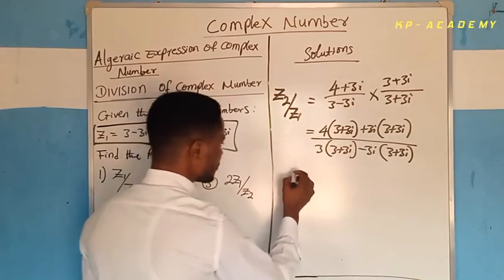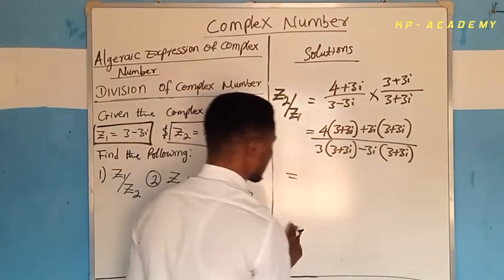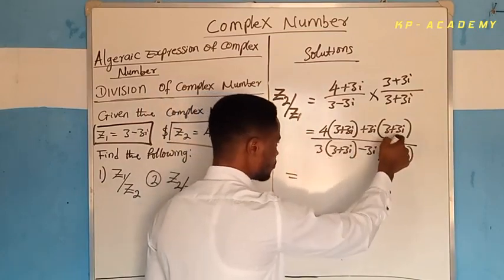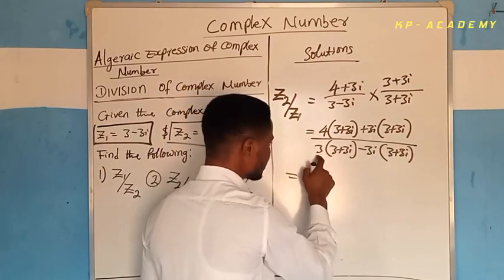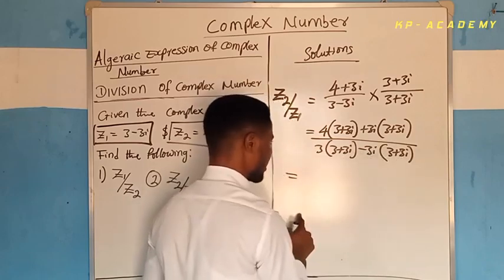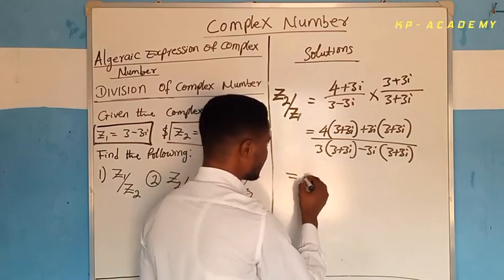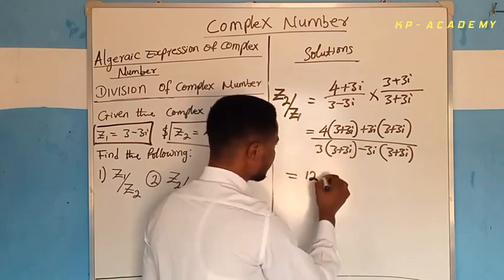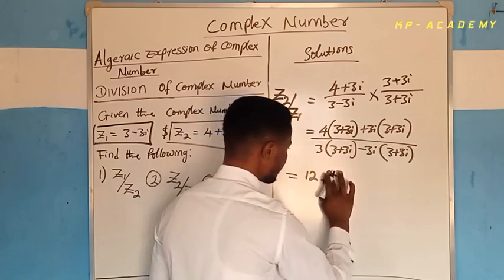Okay, so next thing to be done is multiplying out now. So we use this 4 to open out this bracket, use this plus 3i to open out this bracket, use this 3 to open out this bracket, and use this minus 3i to open out this bracket. Doing that, we are going to have that this is 12, that is for this now, this is 12 plus 12i.